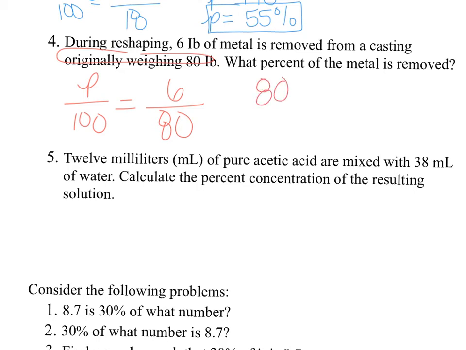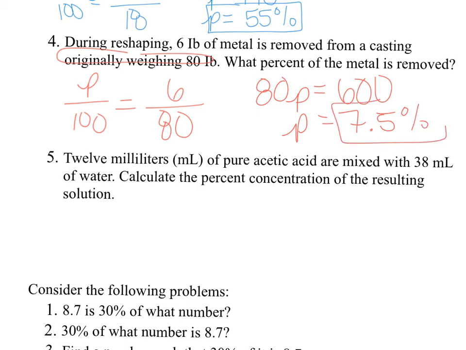So now just solve. 80p equals 600. And then do your division. So 600 divided by 80 gives you 7.5%. So p equals 7.5%. Okay, I'm going to give you guys just a minute to try number 5.